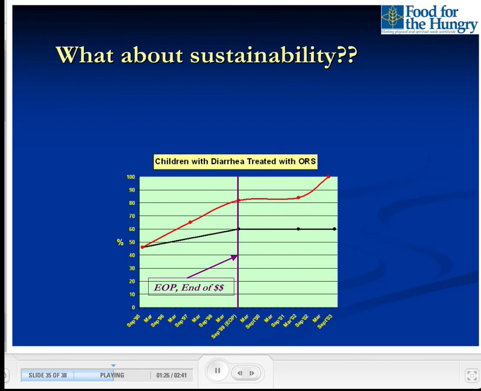For example, children with diarrhea treated with ORS. That black line, by the way, is their goal. It was to go up from about 48% to 60%. They surpassed that during the project and went up to about 80%. When they went back 20 months later, it was still up over 80%. When they went back 30 months later, it was actually right at 100%. Every mother that they asked in their sample said if their child had diarrhea, they had to use oral rehydration serum. We'll explain why that's happening in a minute.